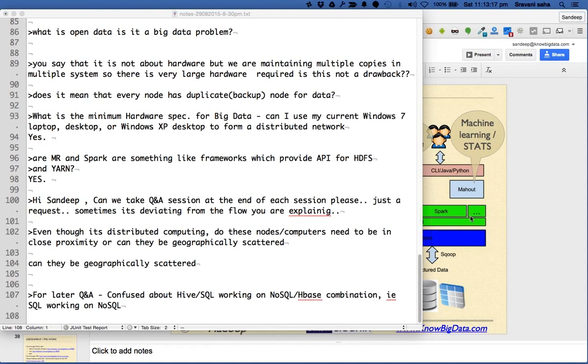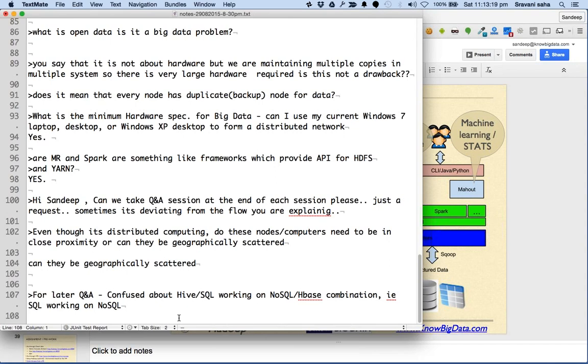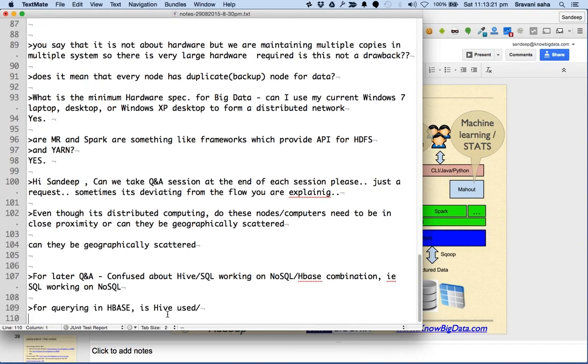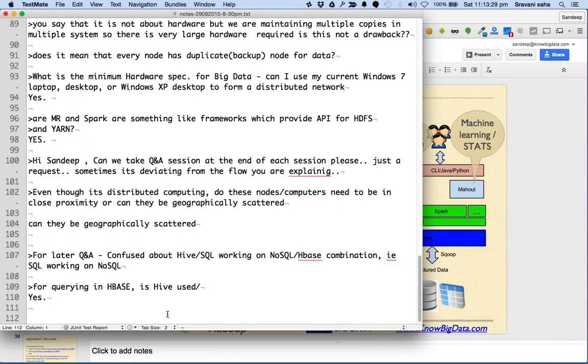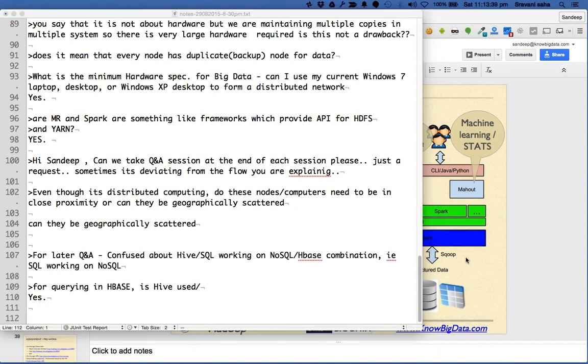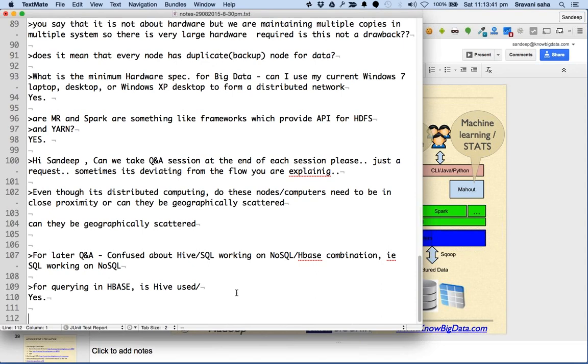Yeah. So Karthik Krishnamurthy's question is, for querying in HBase, is Hive used? Yes, we can use Hive for querying in HBase. But in case of HBase, people generally write their API and then talk to HBase. There is no other SQL to churn data from HBase.